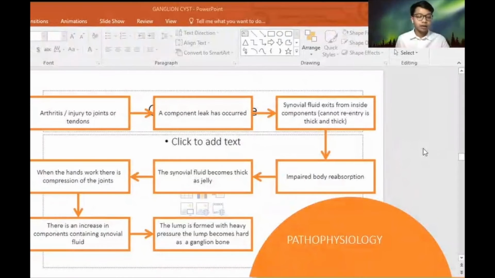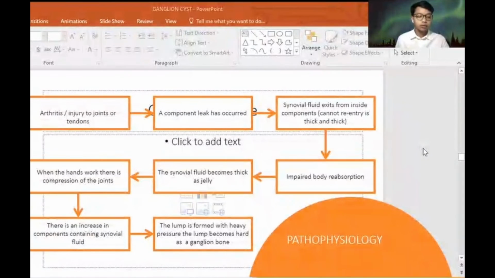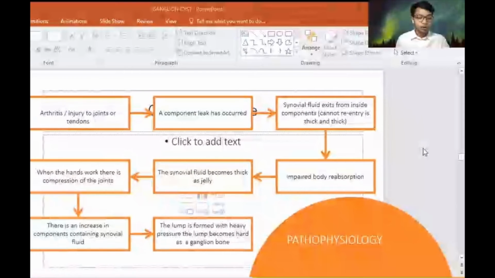If this leak occurs, the fluid will flow out and cannot get back in, and will fill the space outside the whole area. When we use our hands to work, the joint will squeeze and put a lot of pressure on the fluid-filled components. This can cause a lump with a lot of pressure, so that it is as hard as bone.